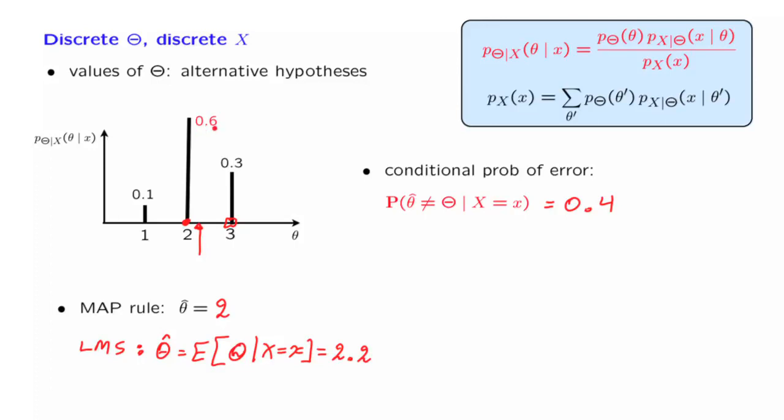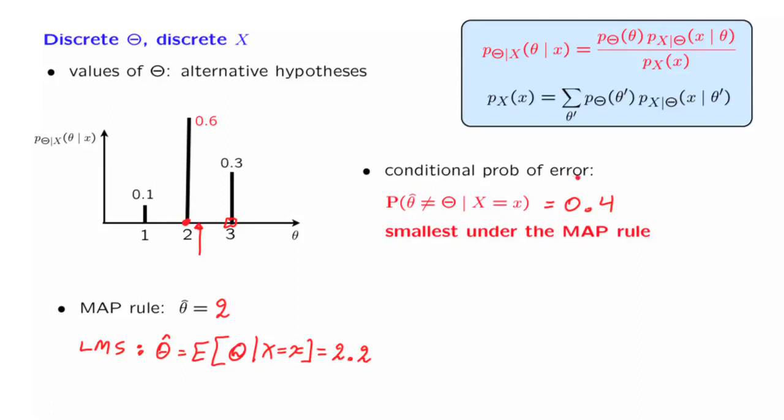More generally, the probability of error of a particular estimate is the sum of the probabilities of the other values of theta. And if we want to keep the probability of error small, we want to keep the sum of the probabilities of the other values small, which means we want to pick an estimate for which its own probability is large. And so by that argument, we see that the way to achieve the smallest possible probability of error is to employ the MAP rule. And this is a very important property of the MAP rule.